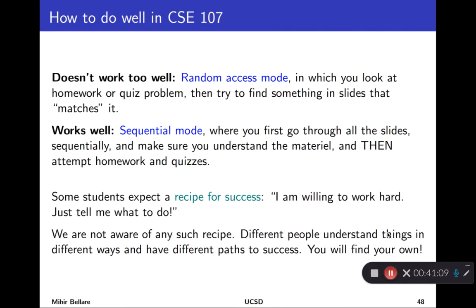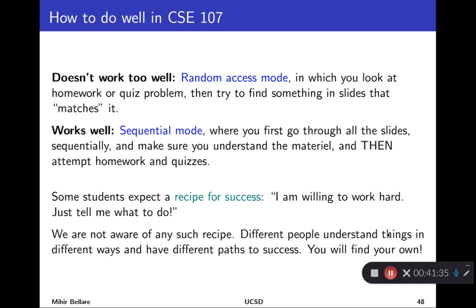So it's recommended when you look at the materials to consider that there are two ways of doing this. One is what I call random access mode. What that means is that you start from an assessment. Here's the homework, here's the quiz problem. Now let me go back through the copies of the slides or go look at the lecture and see what do I need to solve this. This is not going to work well.